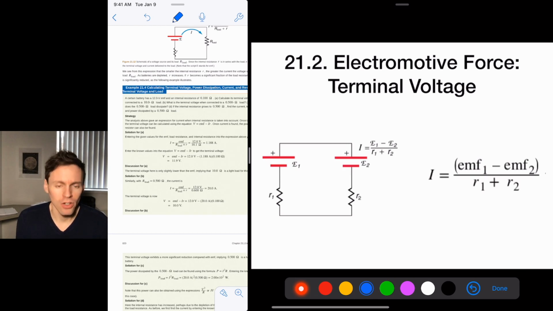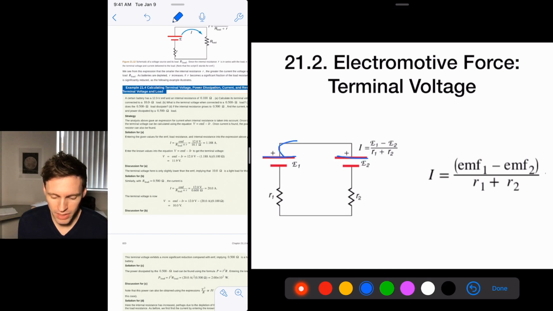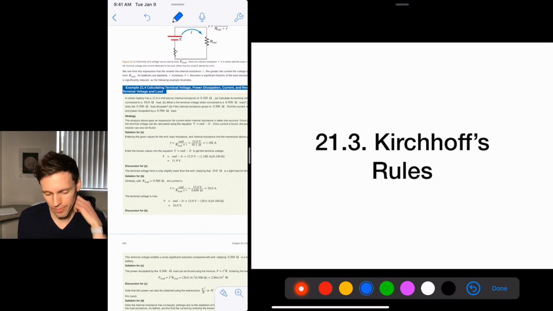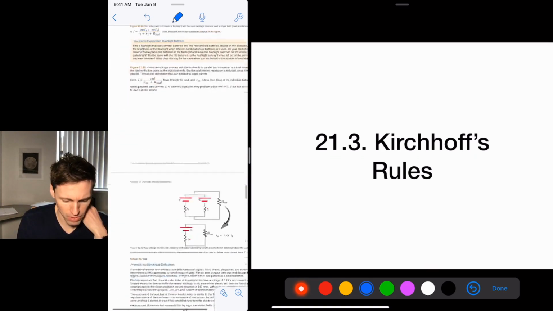If your batteries are hooked up in opposition to each other, where the plus sides are facing each other, so they're fighting basically, then the EMFs subtract from each other. So E1 minus E2, okay? But the resistances still add up because the resistance is the total resistance in the circuit. That's the only difference. If you have batteries or potential sources hooked up in opposition, then they subtract from each other. And that's pretty much it there.